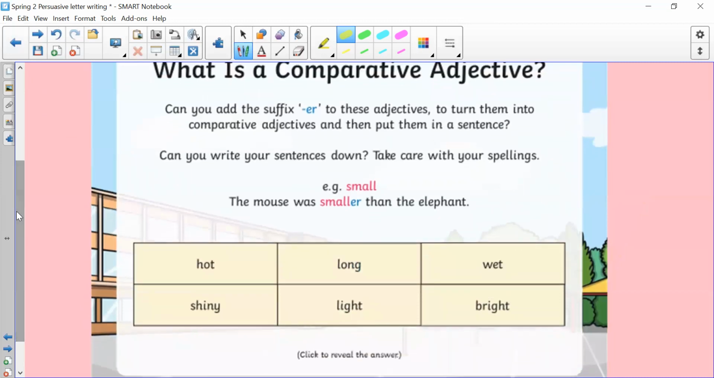Okay, so can you add the suffix ER to these adjectives to turn them into comparative adjectives and then put them into a sentence? Can you write your sentences down? Take care with your spellings. For example, if you're using the word small as your root word, you add on ER and put it into a sentence: the mouse was smaller than the elephant. So you've got hot, long, wet, shiny, light, and bright. Have a go at those now. Pause the video.